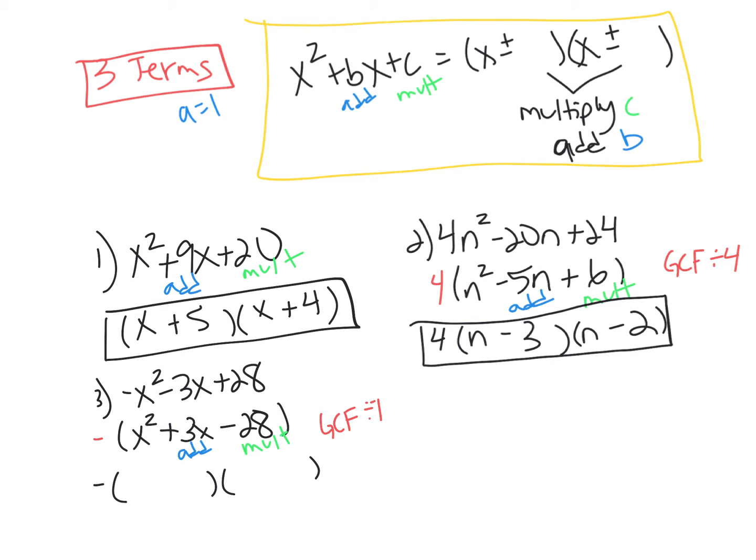Well, I can. Positive 7 times negative 3. So again, if I FOIL that out, I should get negative x squared minus 3x plus 28, or I can graph.